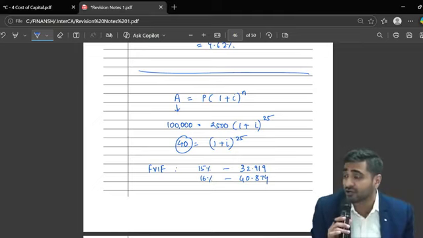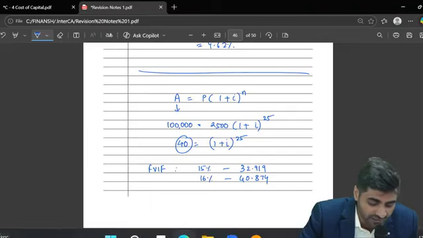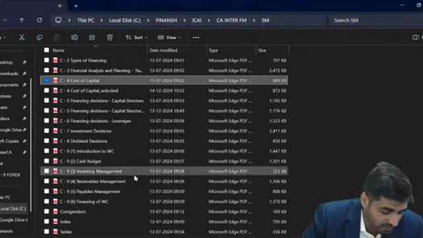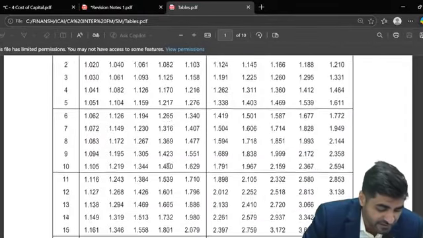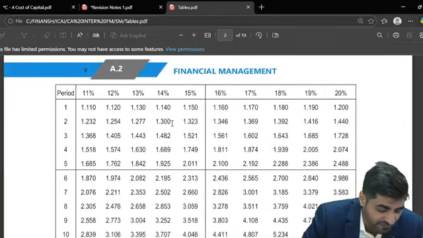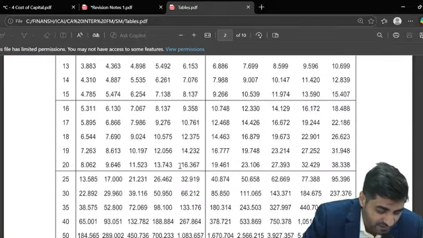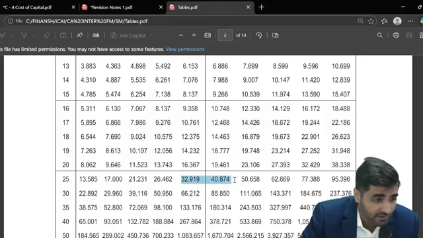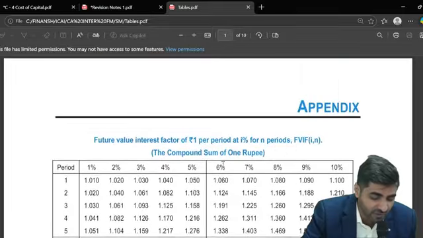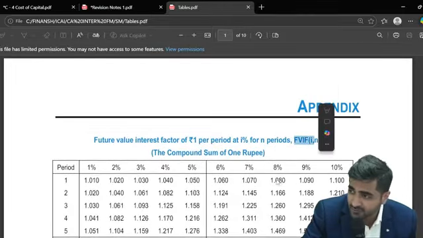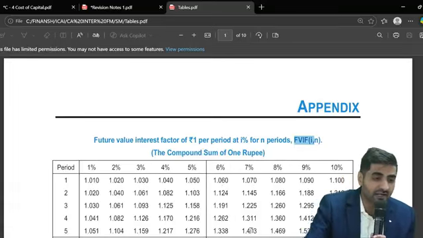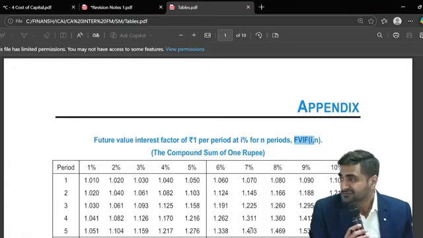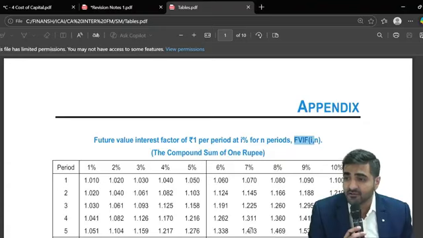You all have this with you right now in the study module. You all can just check. It is there with you. If you want, I'll just open this for you. See, it's there now. Exactly this table. At 15%, what is the life? 25 years. This is the FVIF table I was talking about. In the appendix, everyone can just open this FVIF table.